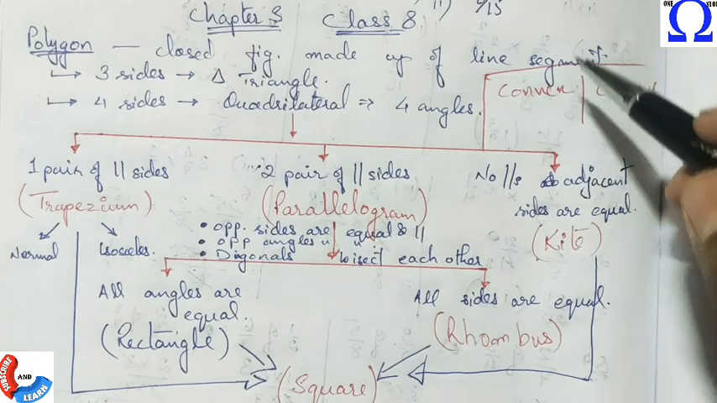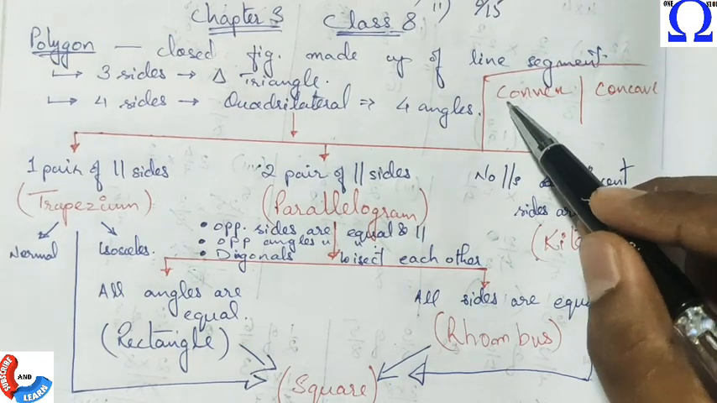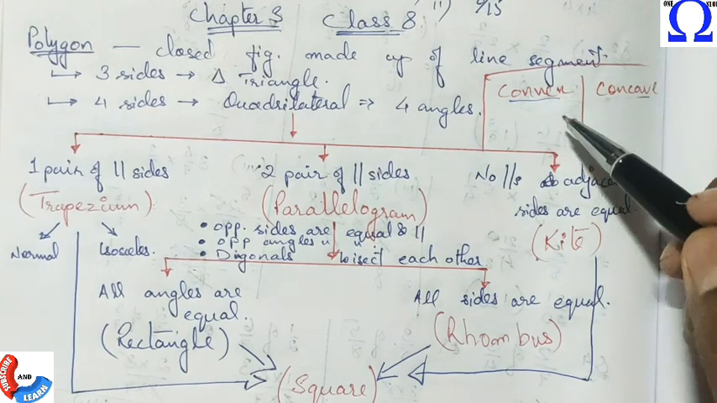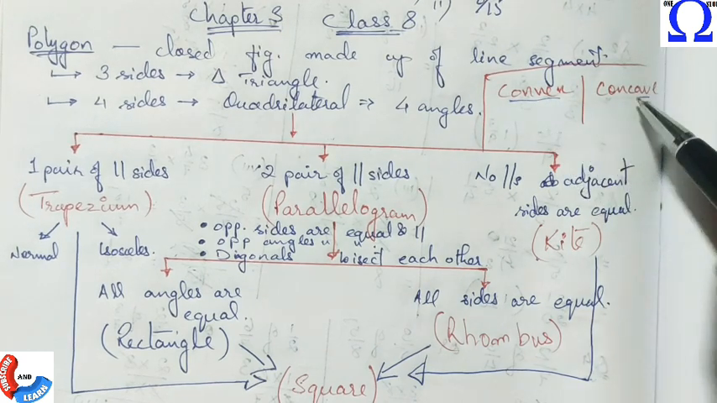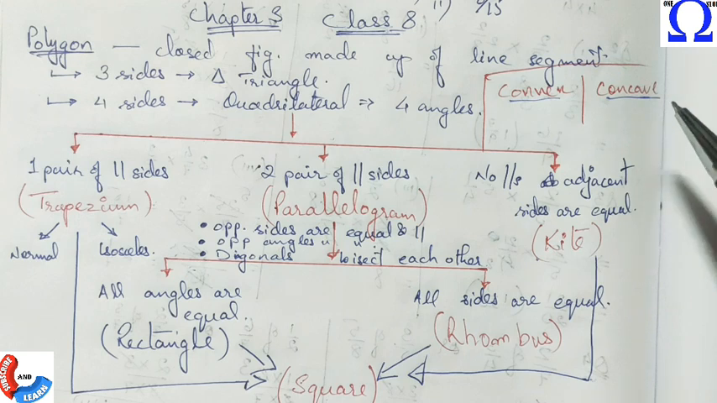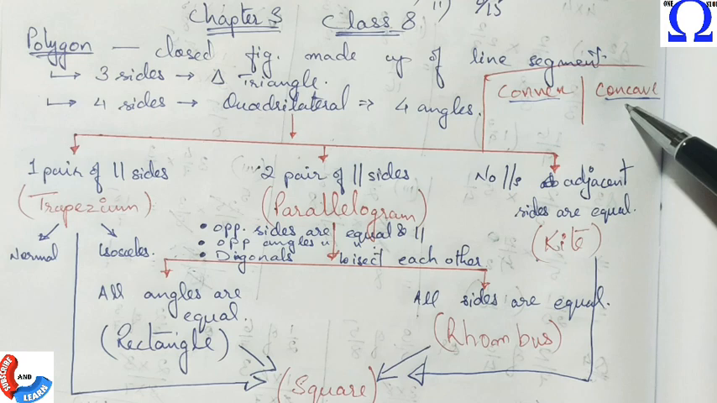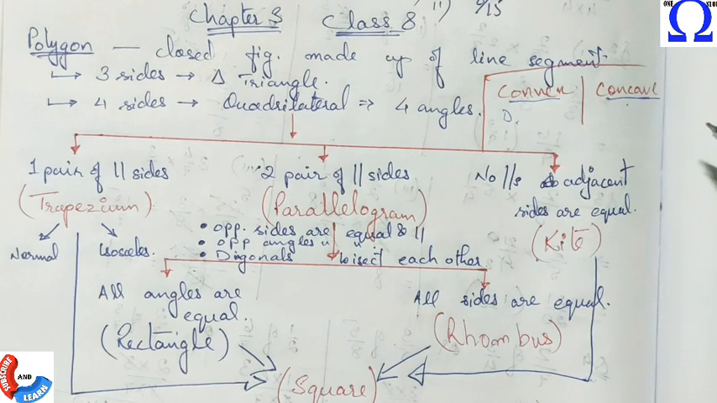And one more segregation is there, that is convex and concave. Convex means the normal quadrilateral in which the diagonals are inside. And concave means the quadrilaterals in which the diagonals are not all inside the figure. If any one of the diagonals is outside the figure, then it will be known as concave. Understood? So diagonal is one property, and another property is angle.